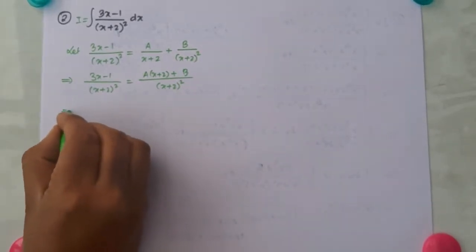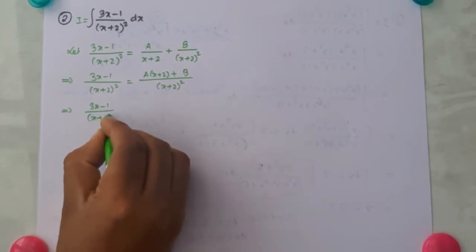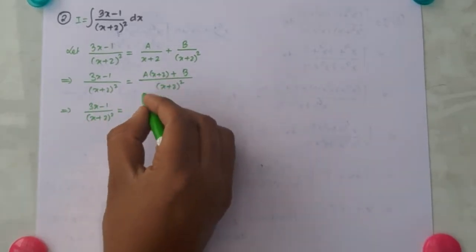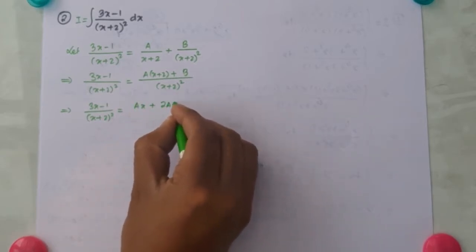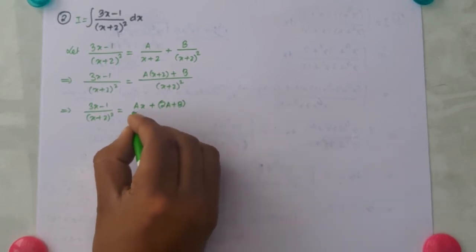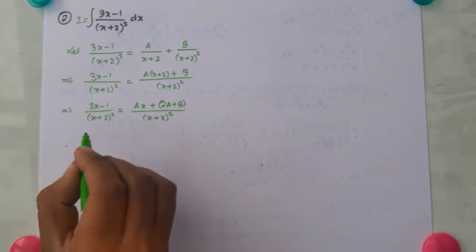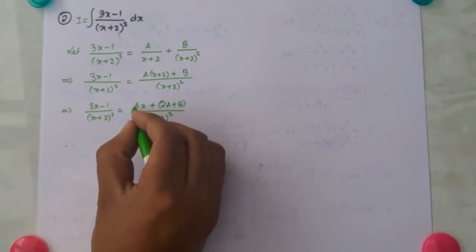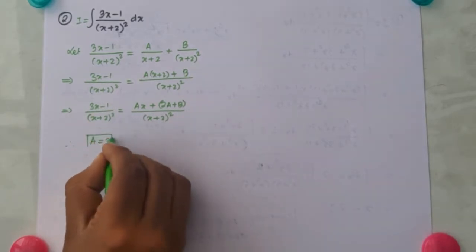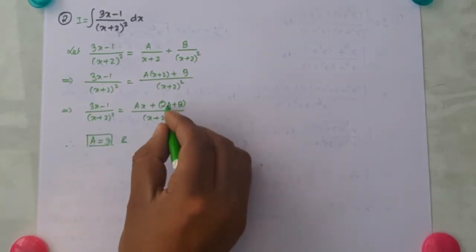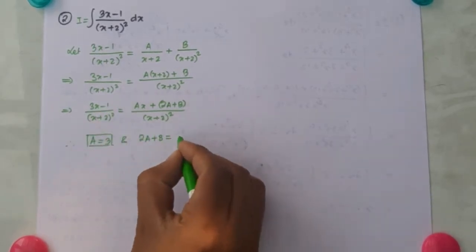Okay, so from here you get (3x minus 1) by (x plus 2) whole square is equal to, so this will be ax plus 2a plus b, so the constant term is kept within a bracket, so you have (x plus 2) whole square. So therefore, by comparing, the coefficient of x here is a and the coefficient of x here is 3, so the value of a turns out to be 3, and the constant term, that is 2a plus b, will be equal to minus 1.